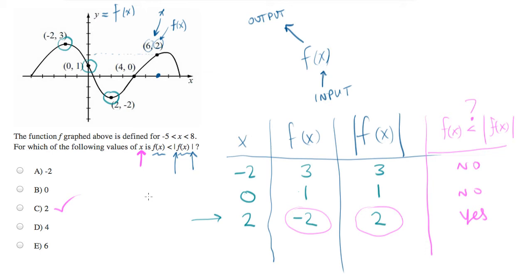And make sure that you pick the right value. You don't want to pick -2 for f of x. That's answer choice A. That's a trap. Make sure you pick the correct one.